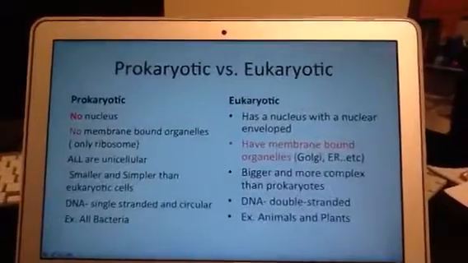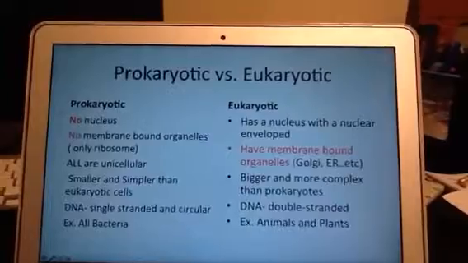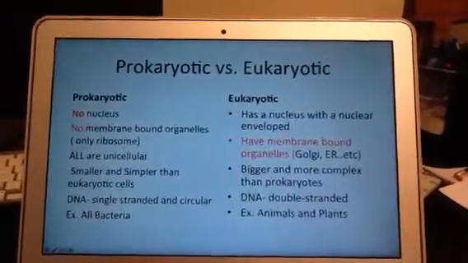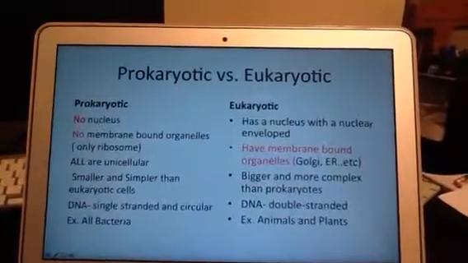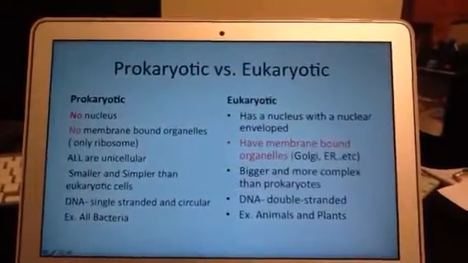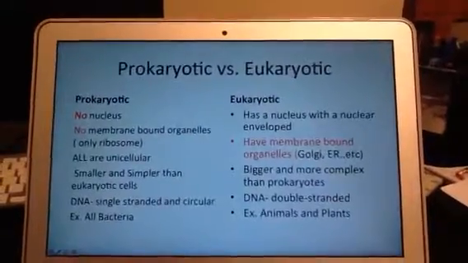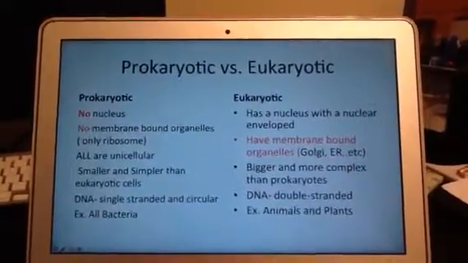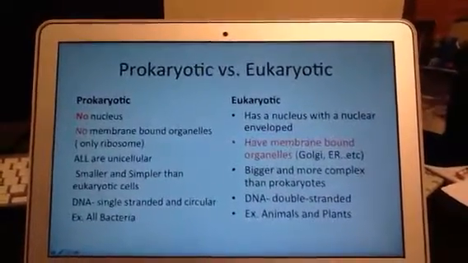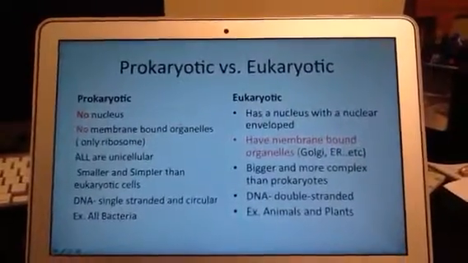So we are going to compare prokaryote cells versus eukaryote cells. Prokaryote cells do not have a nucleus, and don't have membrane-bound organelles, only ribosomes. An example of a membrane-bound organelle would be the ER. All are unicellular. They are smaller and simpler than the eukaryote cells. Their DNA is single-stranded and circular. An example of a prokaryote cell would be a bacteria.